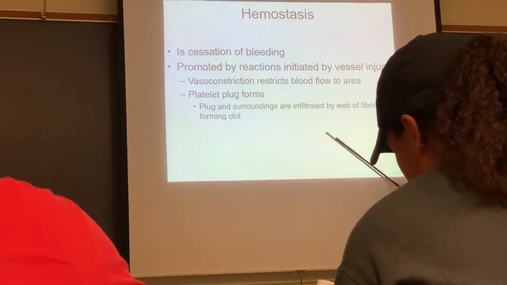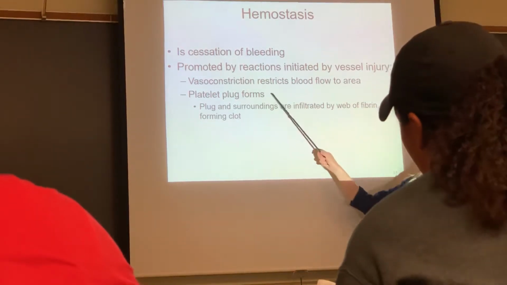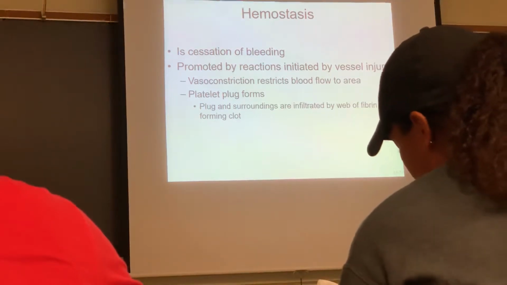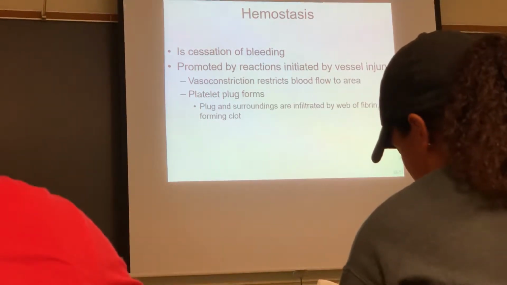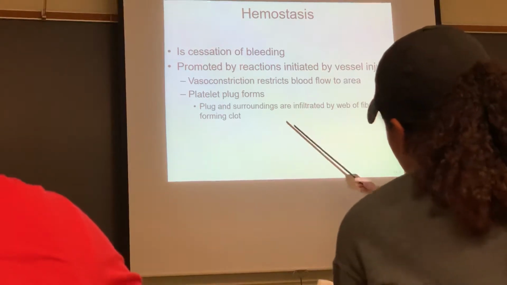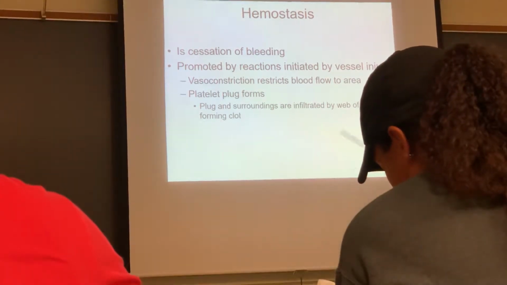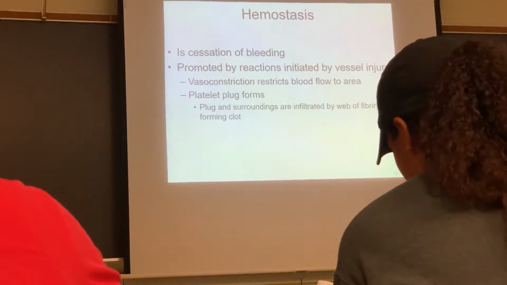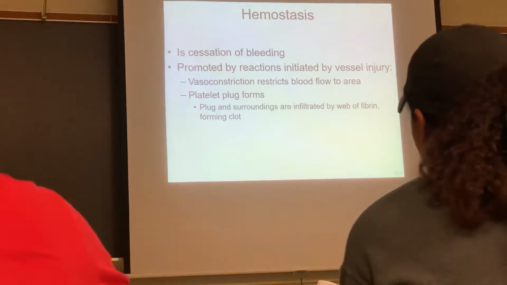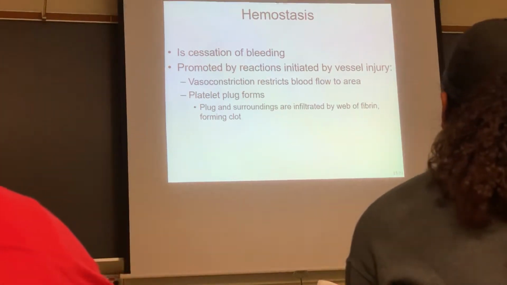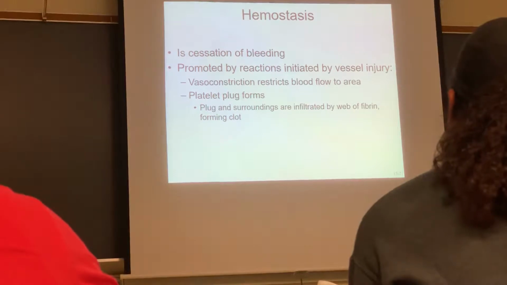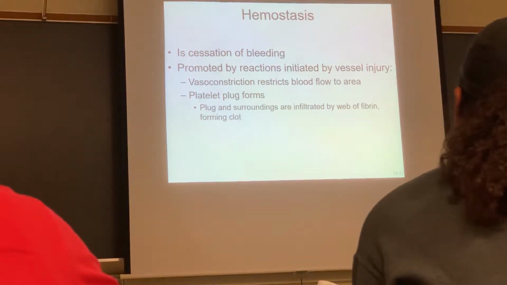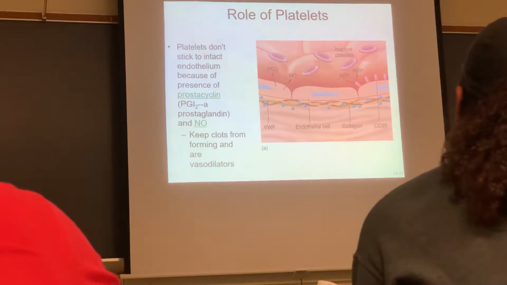Constriction of the blood vessel will restrict blood flow to the area, and this is usually caused by serotonin that's released. I don't know if you remember that from the last class. Platelet plugs are going to form, and then the plug and the surroundings are going to be infiltrated by something called fibrin. If you remember, last Thursday we talked a little bit about the different protein fibers that you find in the plasma, and one of those was fibrinogen, which is an inactive form of fibrin. We need to activate fibrinogen in order to get the clot made properly.